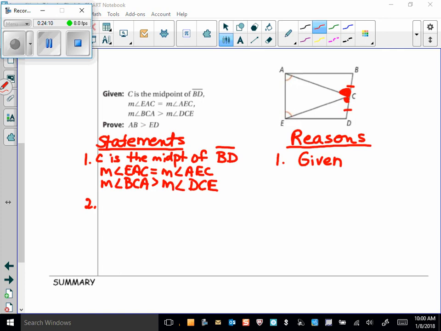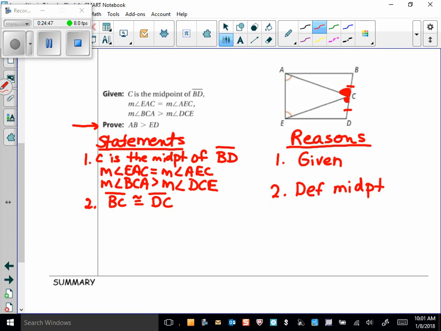Okay, so right away, when I look at what I'm trying to prove, I feel like, okay, I'm going to probably need to use the Hinge theorem to do that, right? So remember, I always like to kind of figure out where I'm going and then fill in the middle steps. Well, let's just start with C being the midpoint of BD. What does that tell us? It tells us that BC is congruent to DC. They wouldn't give us that information if we didn't need it. And I know that's the definition of midpoint, right?